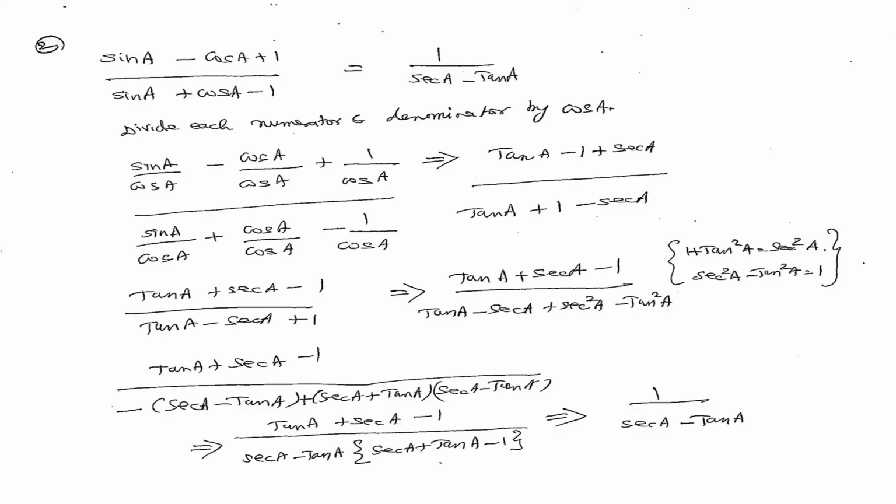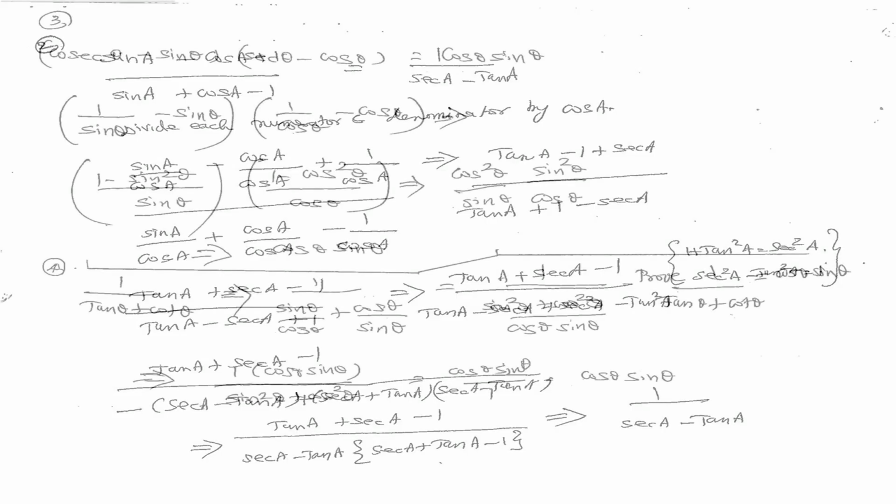And in the numerator we have tan a plus sec a minus 1. And in the denominator, sec a minus tan a taken out of the bracket, you get sec a plus tan a minus 1. Therefore, tan a plus sec a minus 1 in the numerator cancels sec a plus tan a minus 1 in the denominator, which gets us to 1 by (sec a minus tan a).